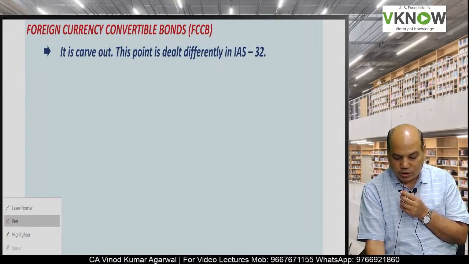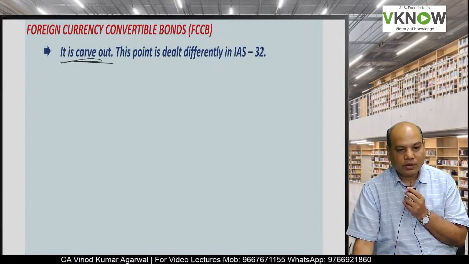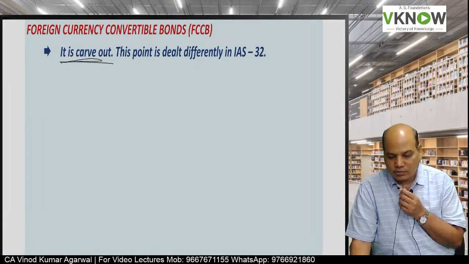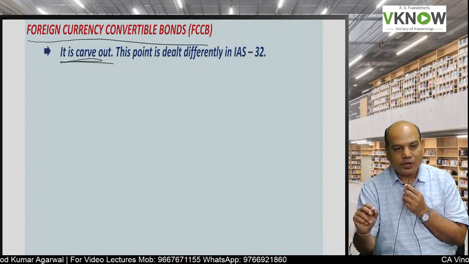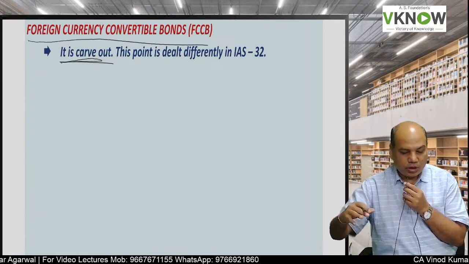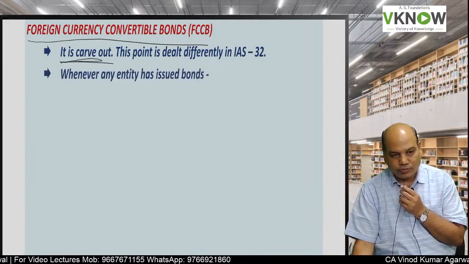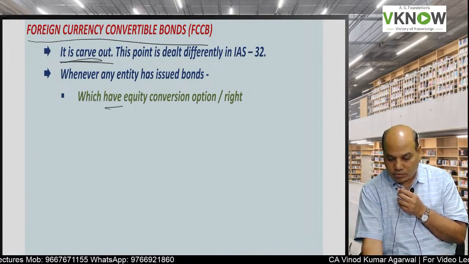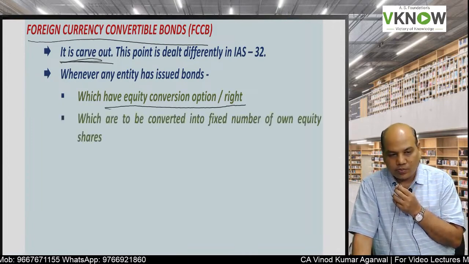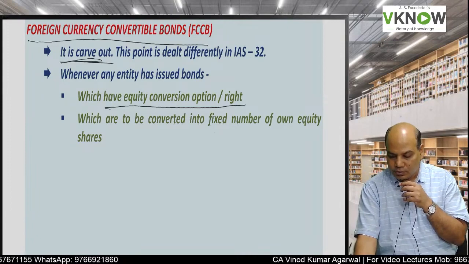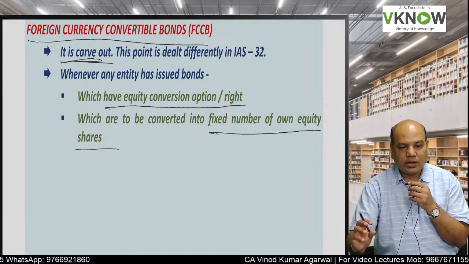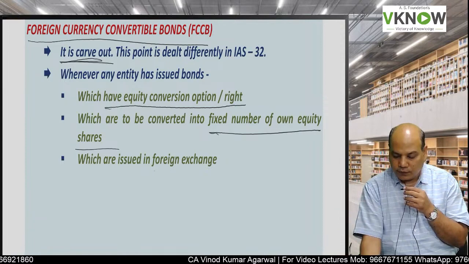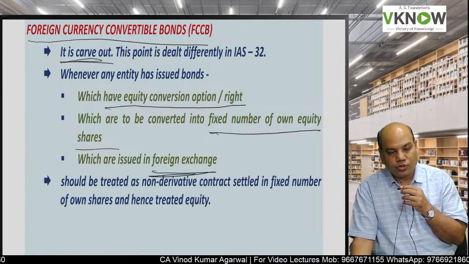So now an important discussion is FCCB. It is a carve out. A carve out means a major difference between IND AS and IFRS. So FCCBs are treated differently in our standard IND AS 32 and the IFRS standard IAS 32. Now whenever a company issues a bond which is a foreign currency convertible bond, there is an equity conversion option or right. That means the holder will get a fixed number of own equity shares, and these bonds were issued in foreign exchange.